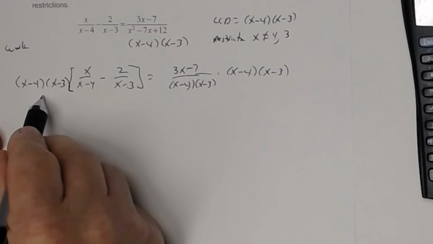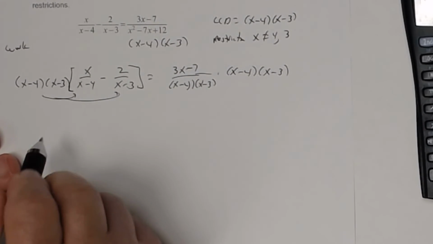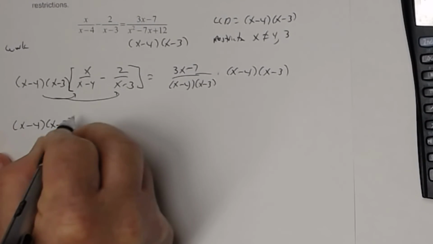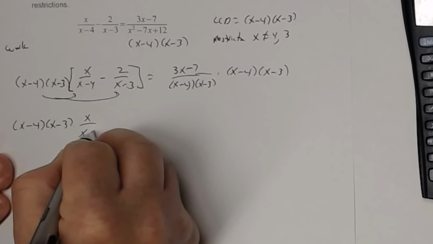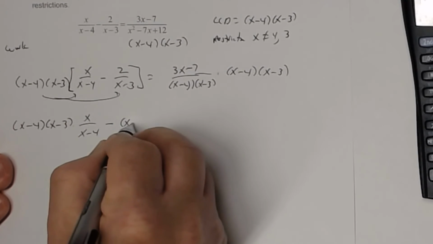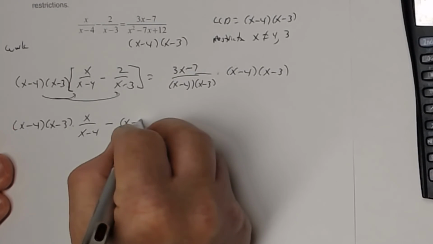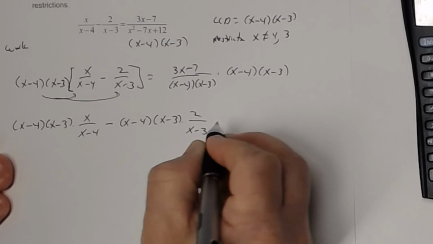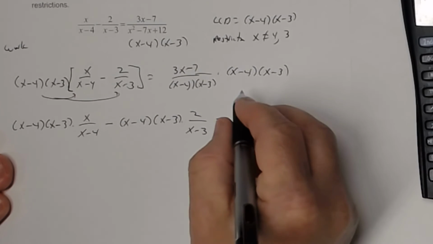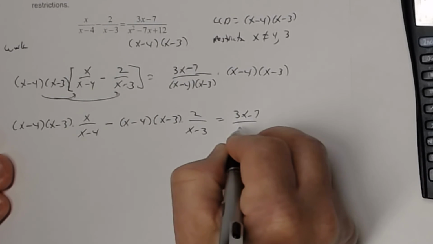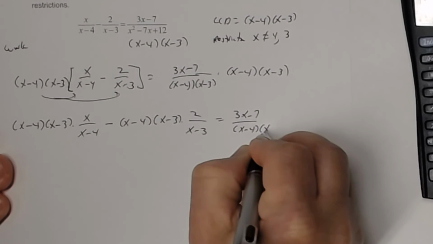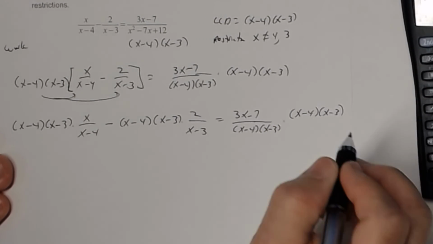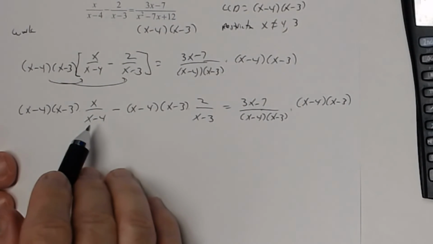Now at this point, just like you did in one of the other problems, you're going to go ahead and distribute. So I get x minus 4 times x minus 3 times that first rational expression, minus the LCD times that second rational expression. So x minus 4, x minus 3 times 2 divided by x minus 3 equals, and we'll go ahead and rewrite this over, 3x minus 7 divided by x minus 4, x minus 3 times x minus 4, x minus 3. Okay. Now remember, at this point you're going to reduce.